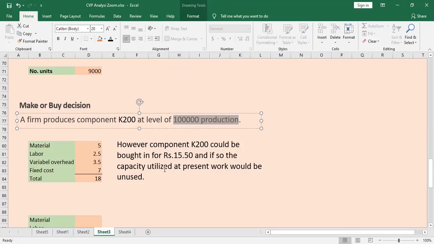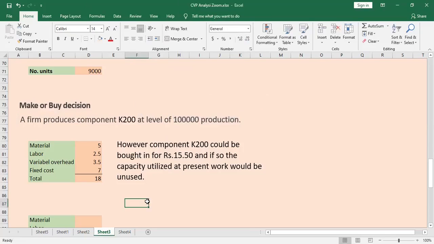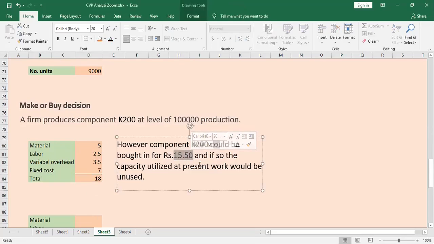So we cannot do anything with the present facility, it cannot be used. Now we have to decide whether we are going to get it from the outside or make it inside. These are the information we have: material 5 rupees, labor 2.5 rupees, variable overheads 3.5, and fixed cost of 7 rupees. So the total cost to manufacture within the company is 18 rupees. But if you buy it from the outside, you only pay 15.5.